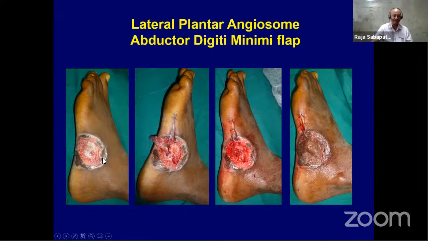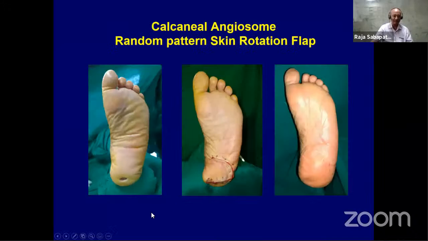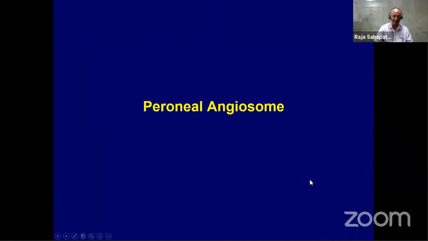So we take the abductor digiti minimi muscle, which has been taken over and grafted. I think that's it. Now we come up to the calcaneal angiosome. So here is the small area. Here you again put a random flap. If you make a bigger incision, then what will happen is you are covering the defect over a wide area, so that you don't get any residual defect in the donor area. So next we come up to the peroneal angiosome.